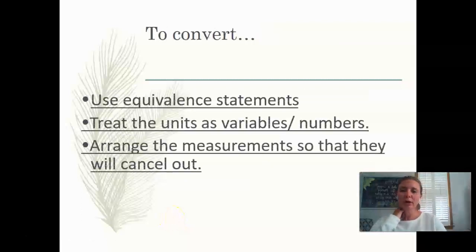So to do that, we're going to use our equivalent statement, meaning what is it that we know is going to connect those two units. Sometimes that's going to be real easy. Sometimes we might have to look that up and try to figure out what is the best one we can use. Then we're going to treat the units as variables or numbers. So once again, we're looking at our quantitative information. And then finally, arranging the measurements so that they will cancel out, meaning that we're going to show one way and how we can move it into the next statement.